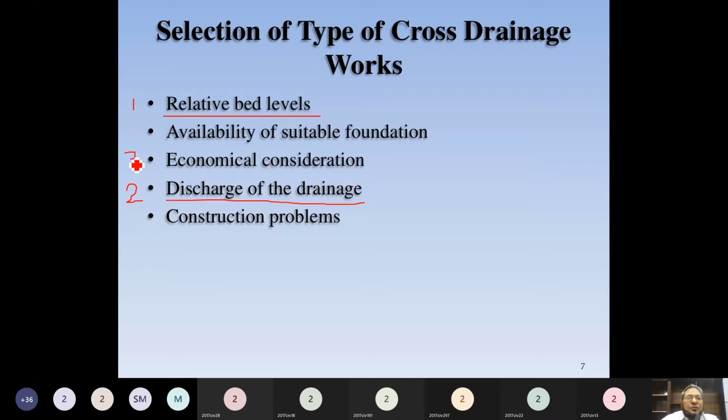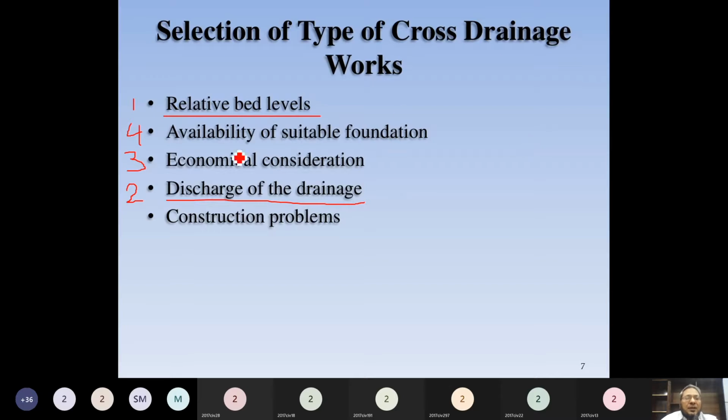Number 3, the most important thing is economical consideration. If we have several options, we will compute their costs, and then we will provide the one which has the lowest cost. That is the economical consideration. And then number 4 is availability of suitable foundation. At certain locations, the foundation material is very weak, and then we have to maybe avoid it, or we have to make its improvement.